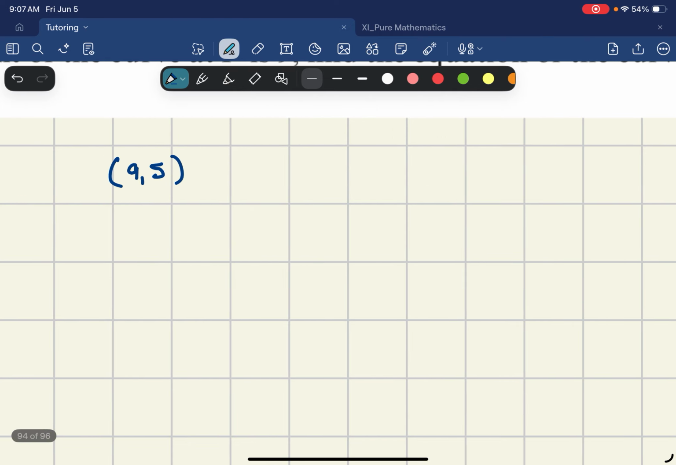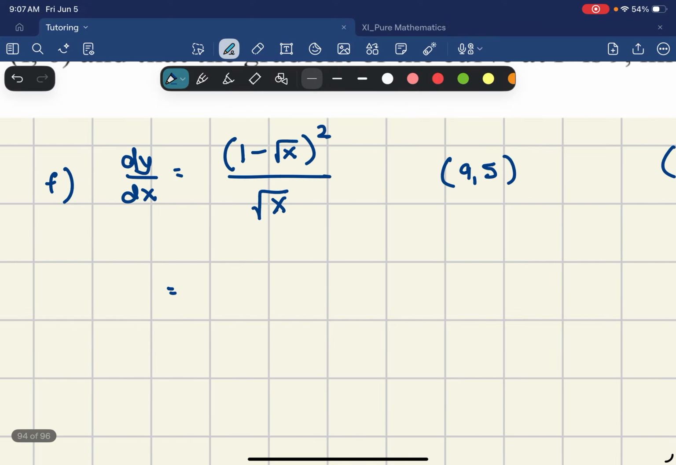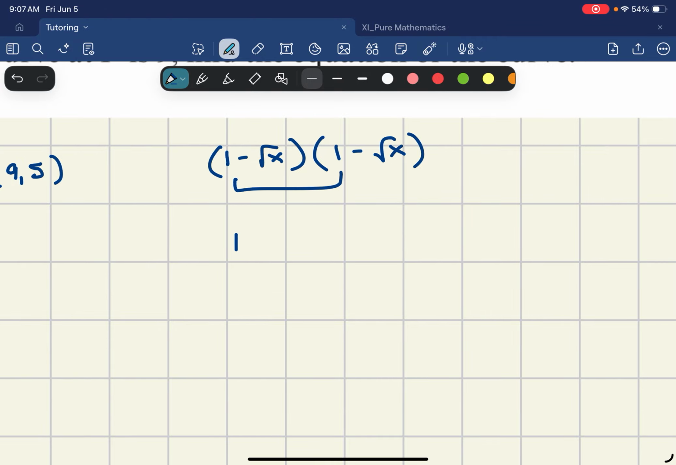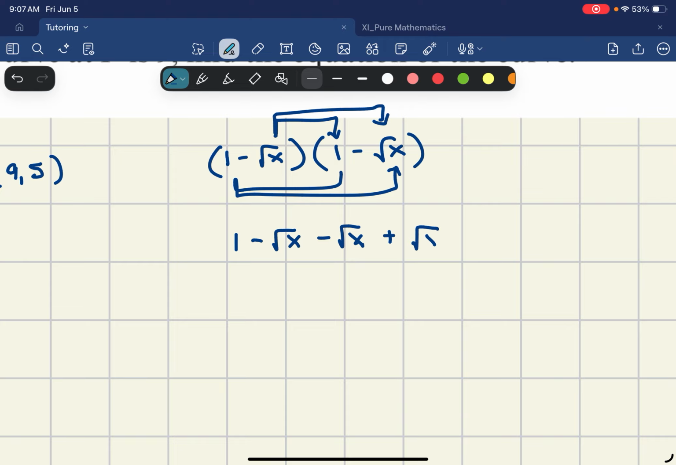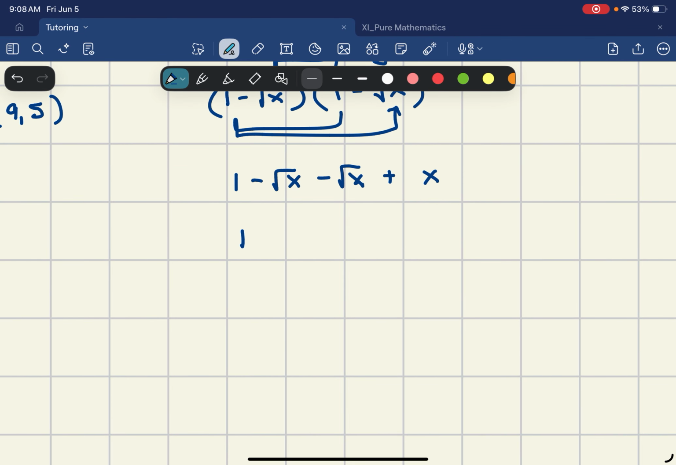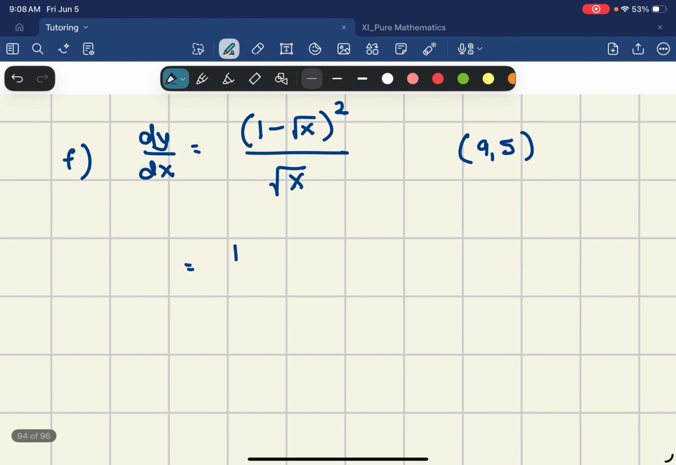So now if you do this, 1 minus square root of x times 1 minus square root of x, that is (1 minus square root of x) squared. 1 times 1 gives you 1. 1 times negative square root of x is negative square root of x. Negative square root of x times 1 is negative square root of x. And negative square root of x times negative square root of x is positive square root of x squared, which simplifies to x. So you're going to get 1 minus 2 square root of x plus x. Let me write that here: (1 minus 2 square root of x plus x) divided by square root of x.